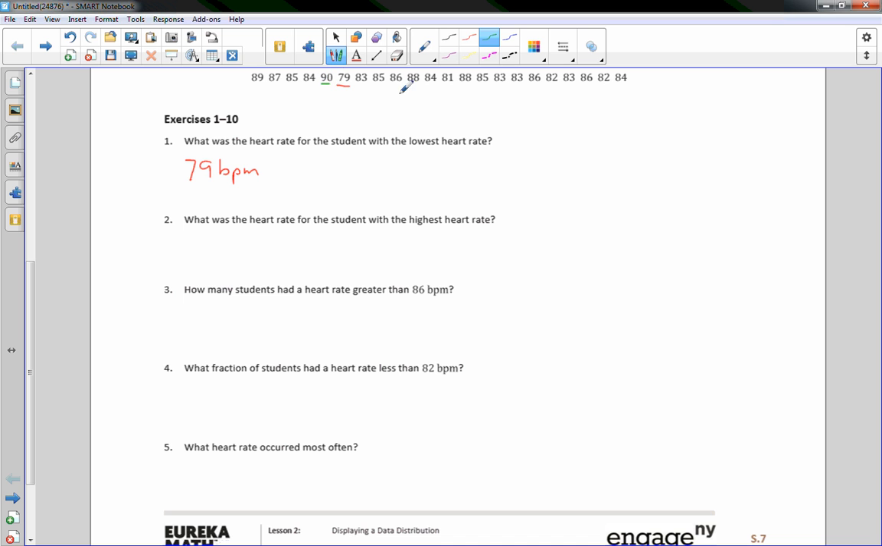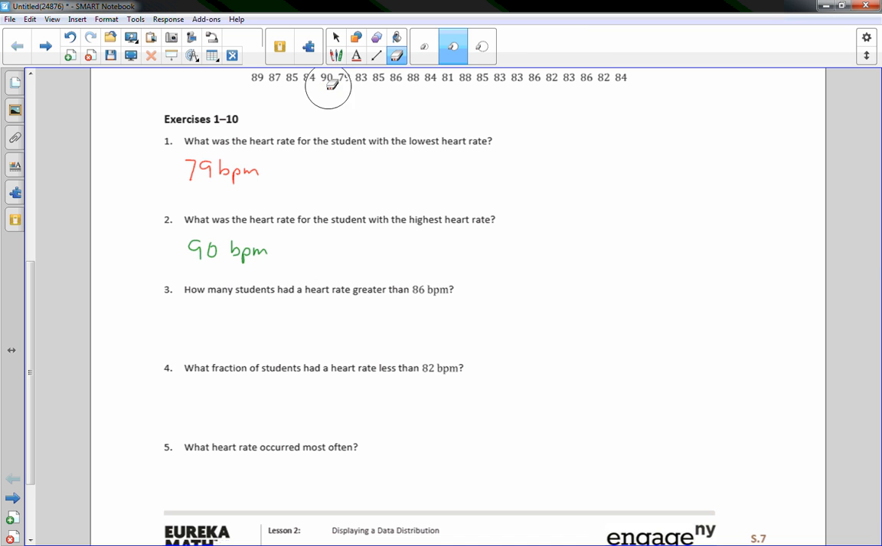2. What was the heart rate for the student with the highest heart rate? Okay, here's a 90, and I don't think I saw any other 90s. Everyone else was in the 80s, so that is it. 90 beats per minute.